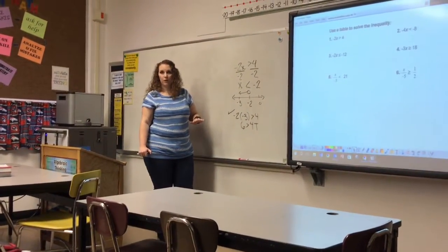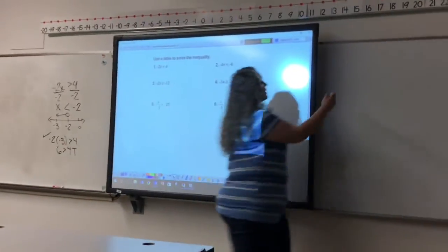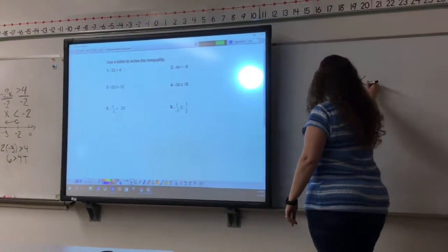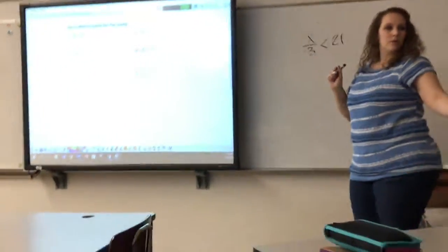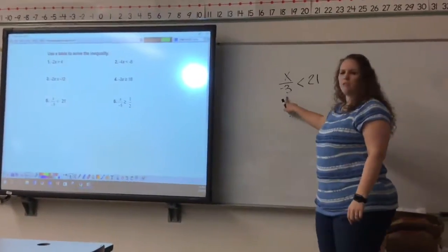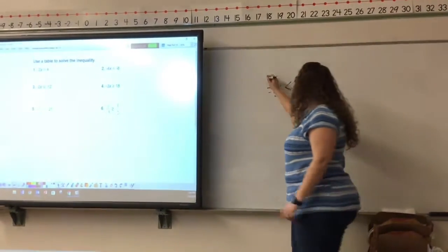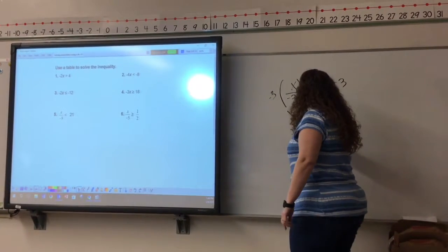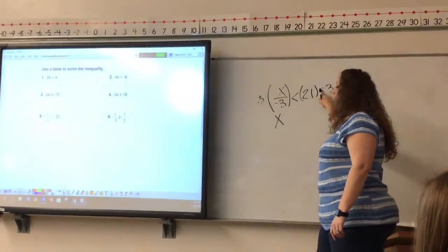You okay? Good? Okay, let's try this one right here. This one says x divided by -3 is less than 21. What do I do? X divided by -3. How do I undo dividing by -3? Times by -3. So we're going to multiply both sides by -3. So here I have x. What's 21 times -3?